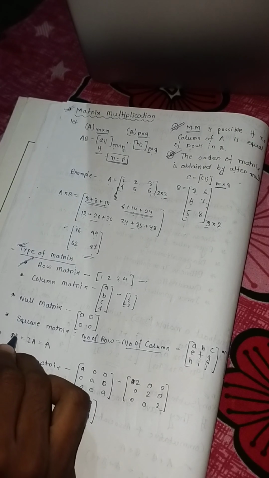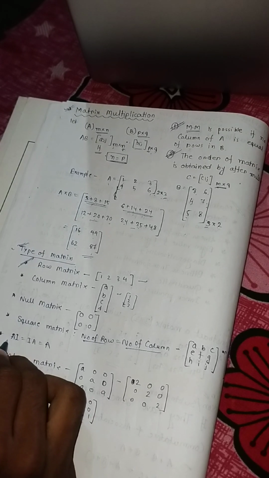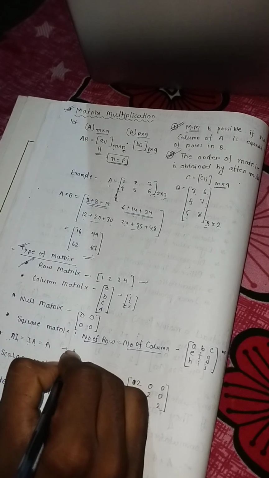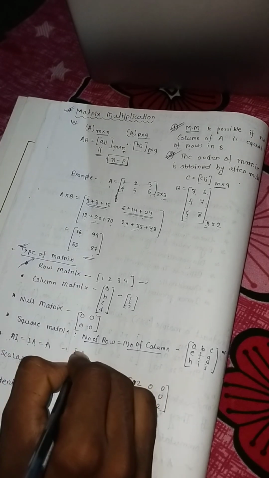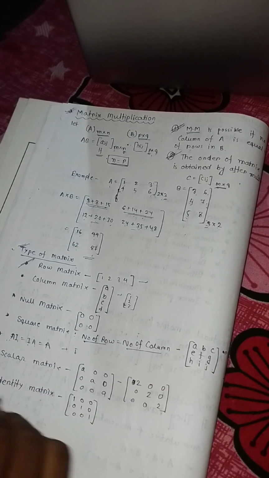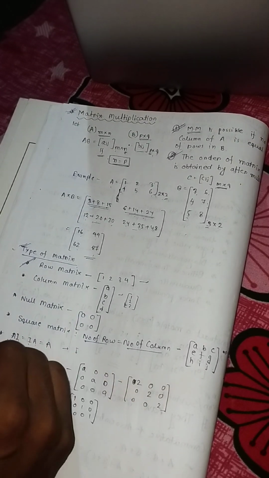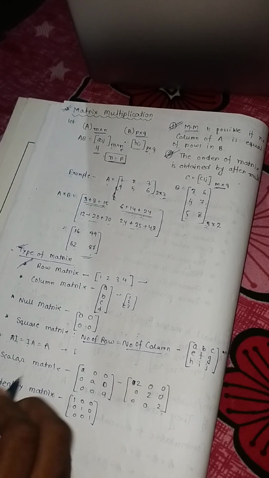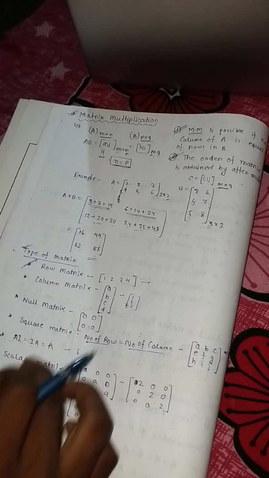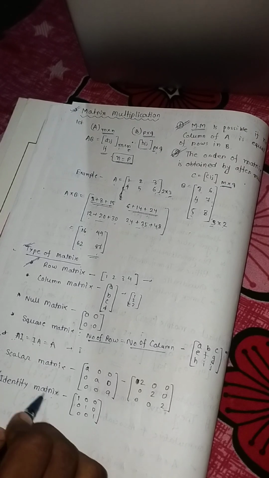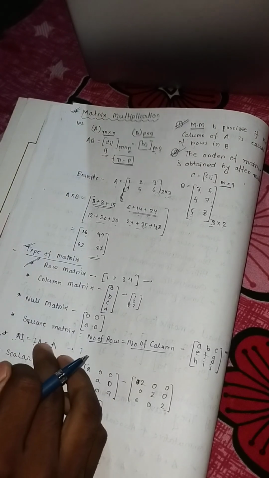Also, I is the identity matrix and A is another matrix. So A times I is equal to A. And if you don't know what the identity matrix is, yes, this is the identity matrix. It is here, the right position of this point, because if you don't know what the identity matrix is, after understanding the identity matrix you can go for that point.